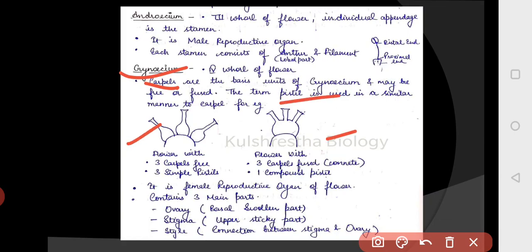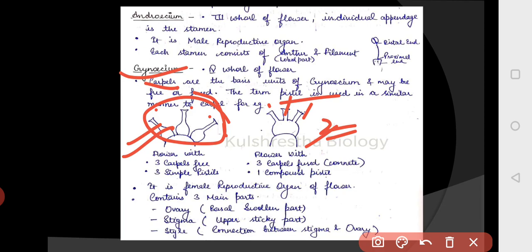See these two pictures. This is the first one, this is the second one. In the first picture you will observe three carpels: 1, 2, 3. All are free. So this condition is three carpels free. And here you can see 1, 2 and 3 carpels again, but they are fused. So in the first image three carpels are there but they are free, and in the second image three carpels are there but they are fused.